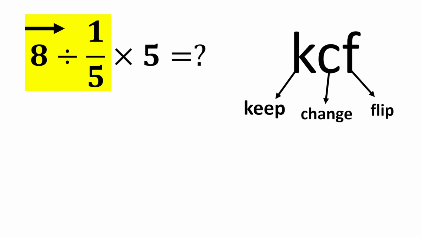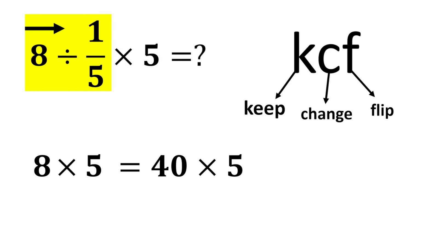Now, according to this rule, we keep 8 as it is, change division to multiplication, and flip 1 over 5, which becomes 5. 8 multiplied by 5 equals 40. Finally, 40 multiplied by 5 equals 200, which is our correct answer.